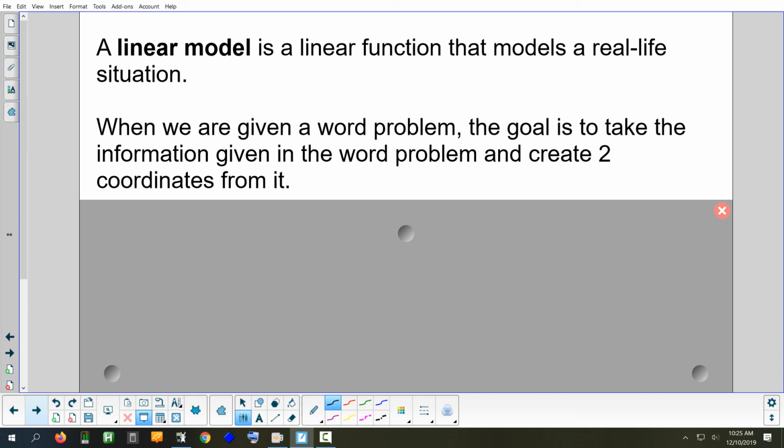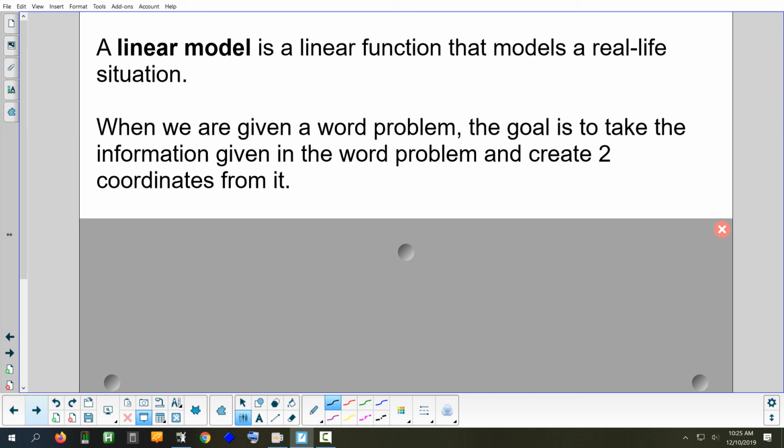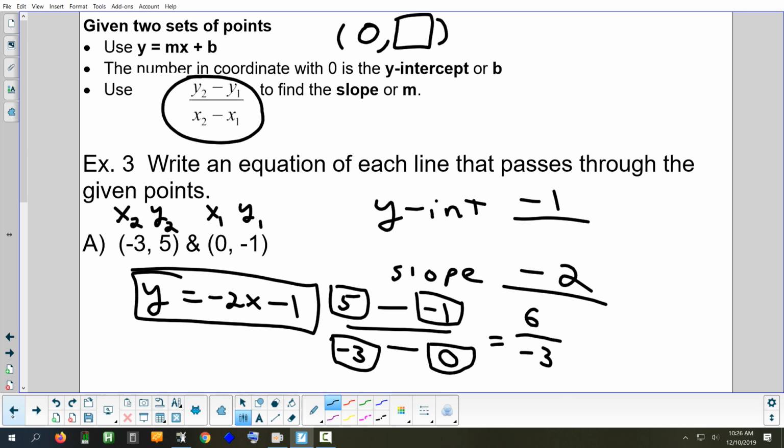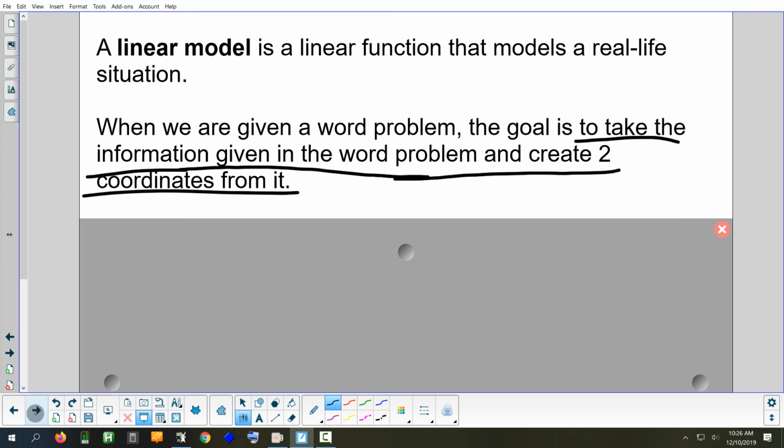So when we are given a word problem, the goal is, and then you guys want to copy down the underlined part, the goal is to take the information in the word problem and make two coordinates out of it. If you can do that, if you can take that information and make two coordinates, then the word problem is going to turn into a problem just like that. You just have to figure out those two coordinates from your word problem.